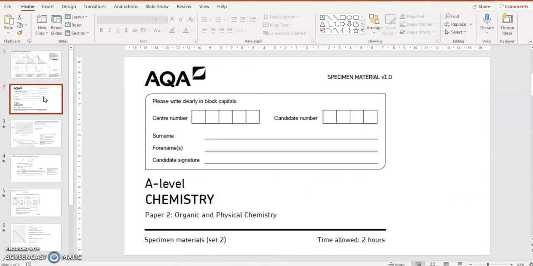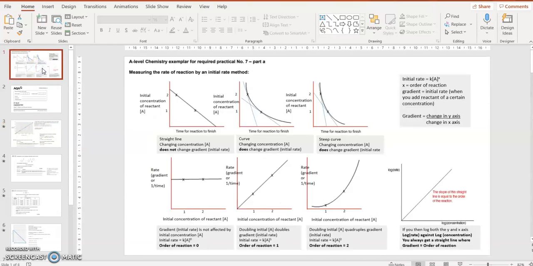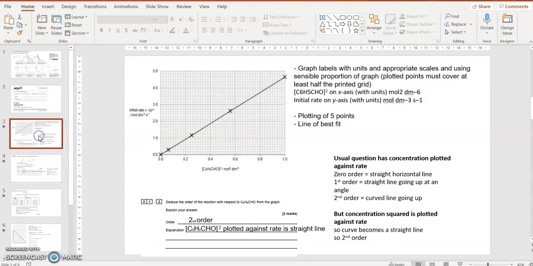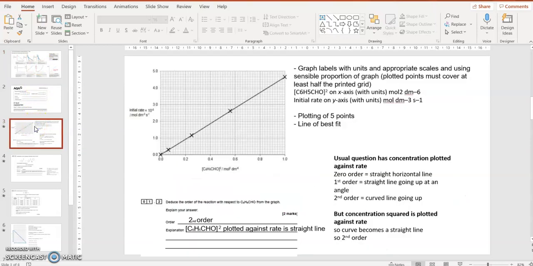Let's just have a look quickly at specimen set 2. Question number 1.2, they did something tricky here. It's a straight line, but actually if you look along the bottom, it's not initial concentration like in the bottom 3 graphs. They've squared it. It's concentration squared. And just a point of note, I'm not going to do the maths on this one, but if it's concentration squared along the bottom, a straight line is second order. It basically turns a curve into a straight line.